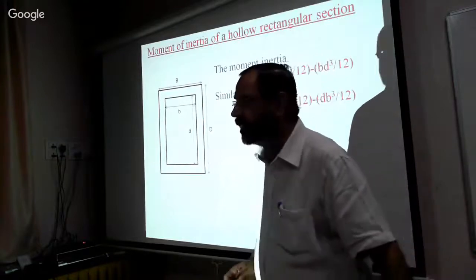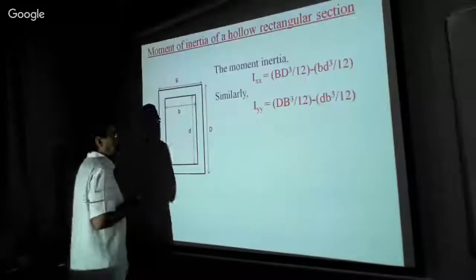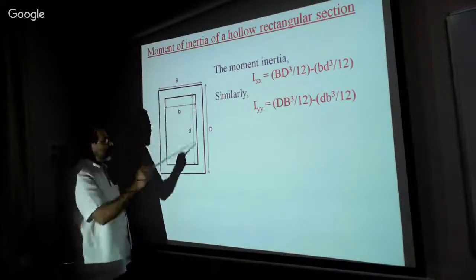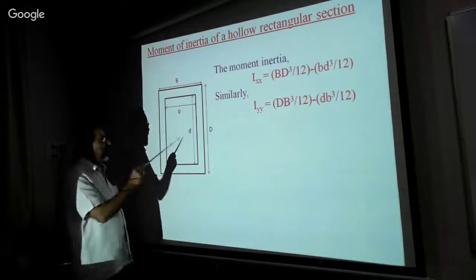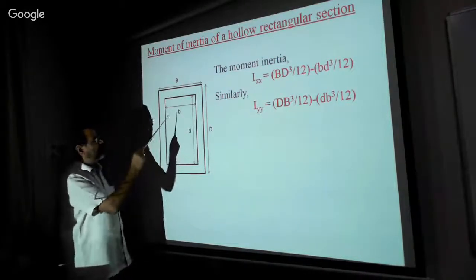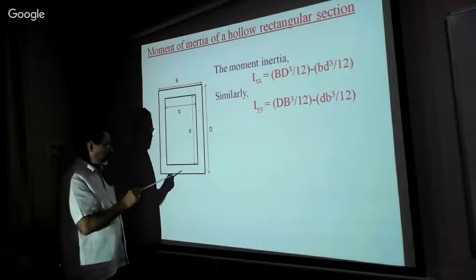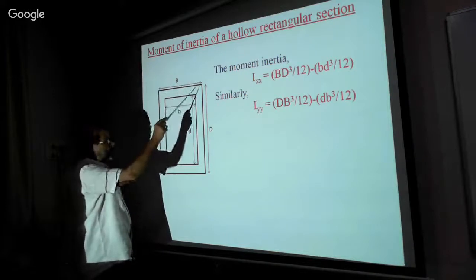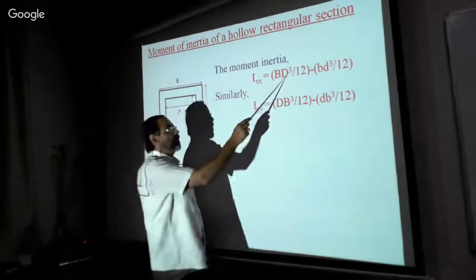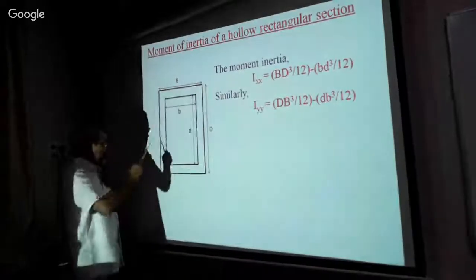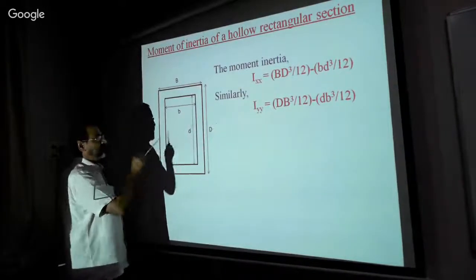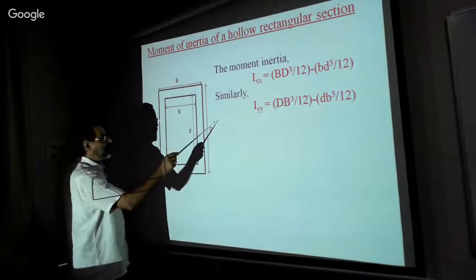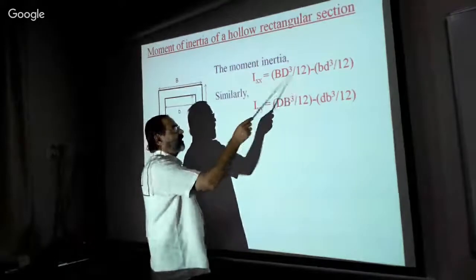And similarly, a hollow section. For a hollow rectangular section, this is the external outer dimension and this is the internal dimension. There is no material here; the material is present only in this portion. How to calculate the moment of inertia? So b D cubed by 12 is the moment of inertia of this entire figure about the x axis.